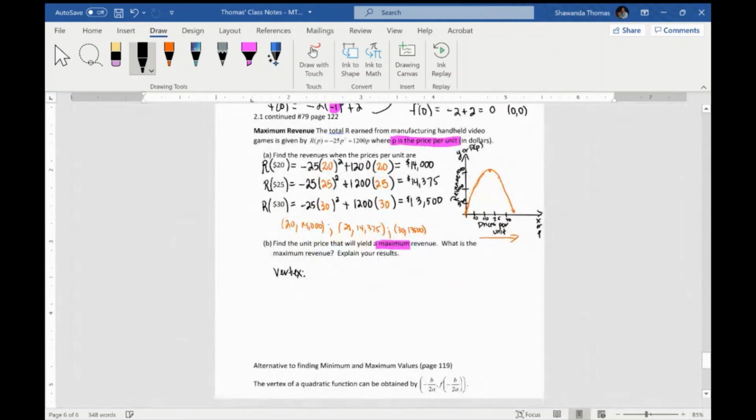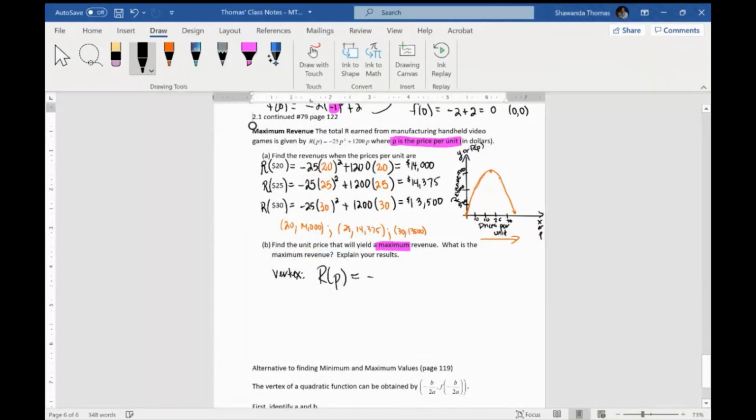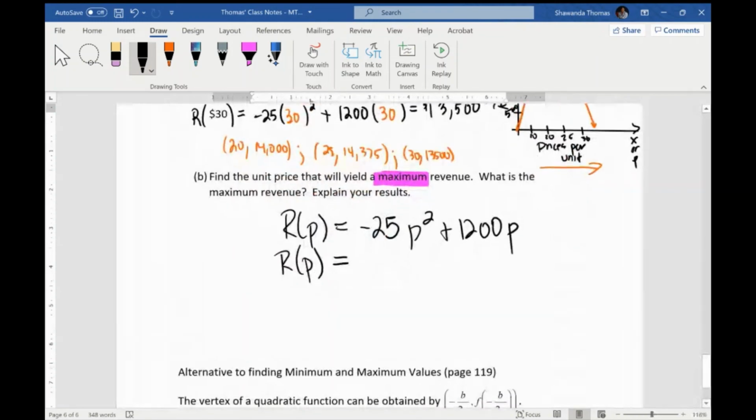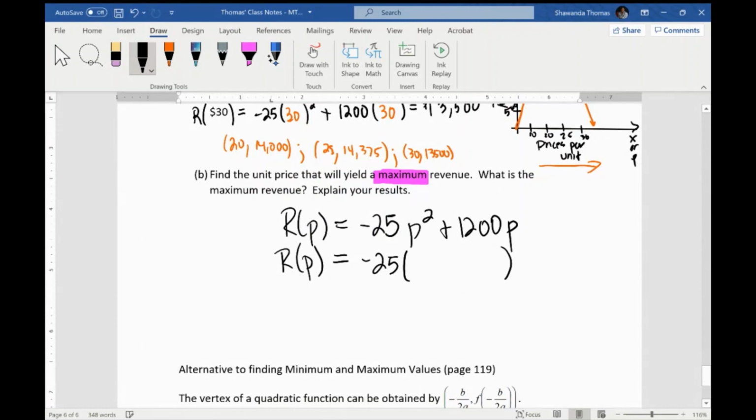All right, let's just attempt to find the vertex real quick. All right, so we have R of p equals negative 25 p squared plus 1200 p. What's the first step to putting this in standard form? You gotta factor it out. Factor out the negative 25. Correct. Negative 25 times something. What goes inside the parentheses? p squared plus, let's see, 1200 p. What's the sign? Oh, it changed. So it'll be minus 1200 p. Minus what? We factored out a negative 25.